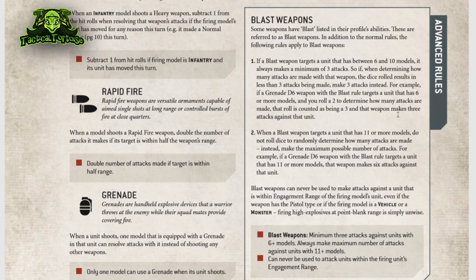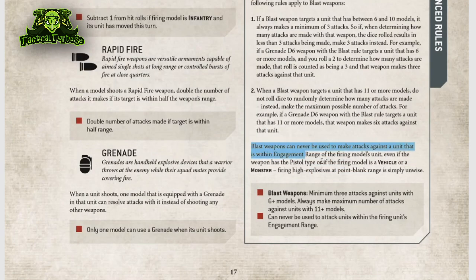For example, a situation that comes up pretty often is a Thunderfire cannon shooting 4d3 shots. If it's shooting a unit between 6 and 10 models, this minimum shot rule will not come into play because the minimum on 4d3 is obviously 4. However, if you're shooting at a unit with 11 or more, it will max that out to 12 shots. You also can never make shots with blast weapons while you're in melee, even if you have a pistol or you're in a vehicle or monster.